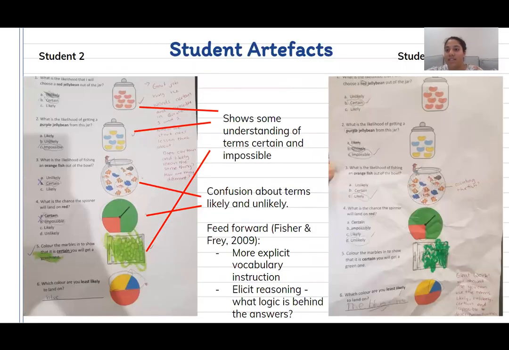So the actual artifacts that I can present on this slide are a couple of student artifacts. So the one on the left, which is student 2, shows that they mostly understood the terms certain and impossible to describe the outcomes, and they were actually able to complete question 5 because of that. Their ability to use the terms likely and unlikely seemed to be lacking though. So the student on the right, however, performed really well, which meant that I could flag them for enrichment activities.